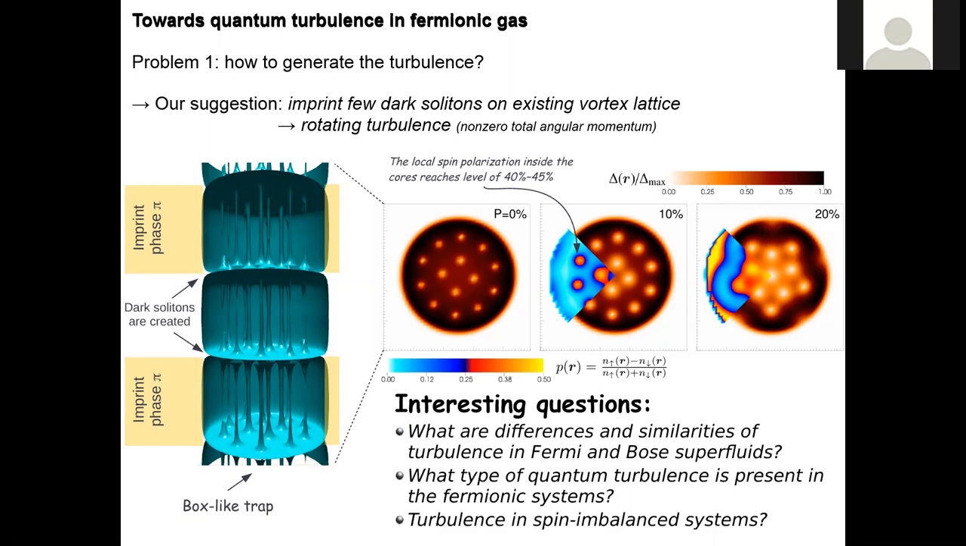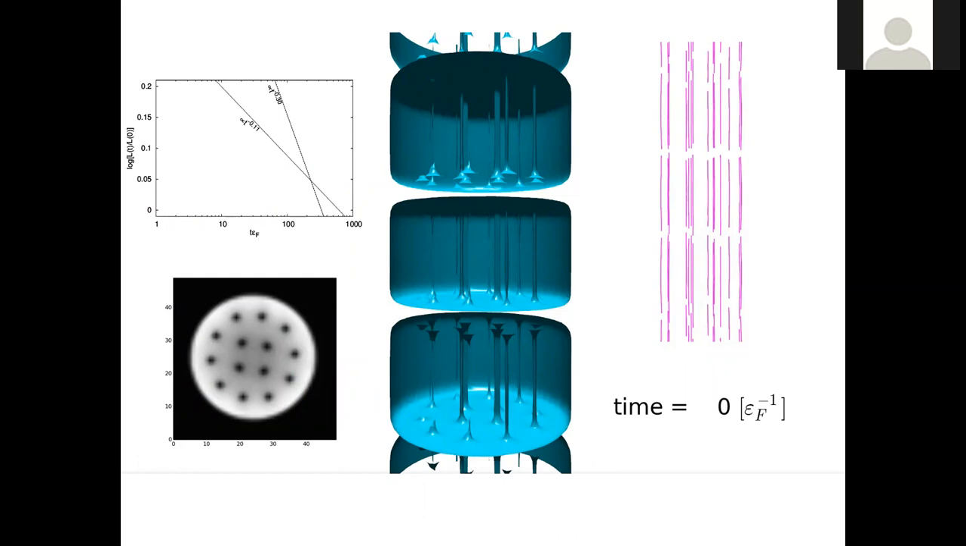Here this part shows you the distribution of polarization. The blue color describes the unpolarized region, and there is an increase of polarization inside the core. The polarization is sucked into the core of the vortices. Okay, so now I will show you the simulations.